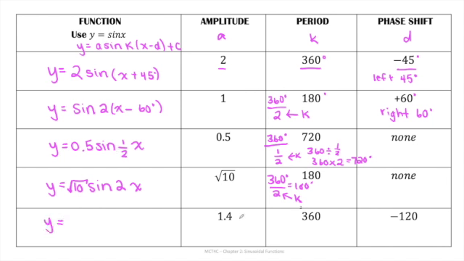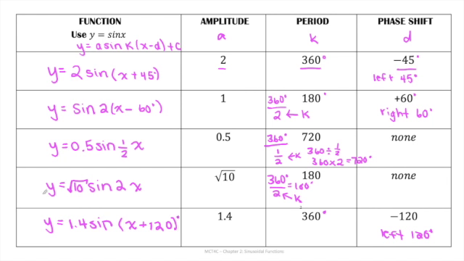And then our last example, amplitude of 1.4. We have sine. We do not have a period change because it's 360 degrees, so nothing in front of our x, but we do have a phase shift of left 120 degrees. So you're going to have to put it in your brackets, but remember it's opposite when we put it into our equation. So you're going to have x plus 120 degrees.